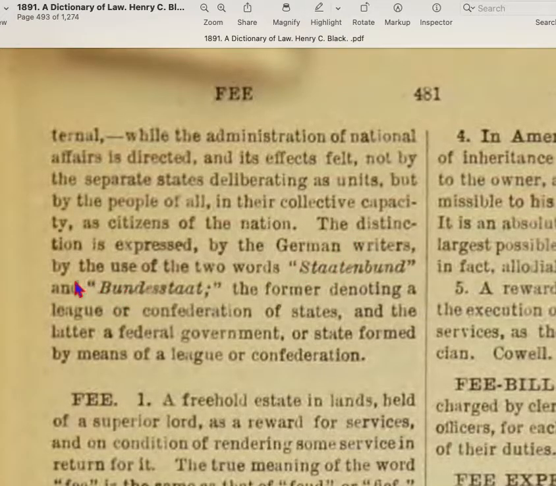By German writers, by the use of the two words, Staatenbund or Bundesstaat. And I do not speak German, so if I mispronounce those, I apologize. The former, Staatenbund, denoting a league or confederation of states, so the Articles of Confederation. And the latter, a federal government, Bundesstaat, or state formed by means of a league or confederation.